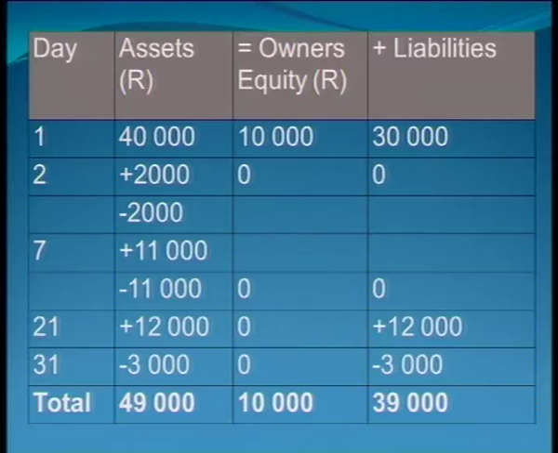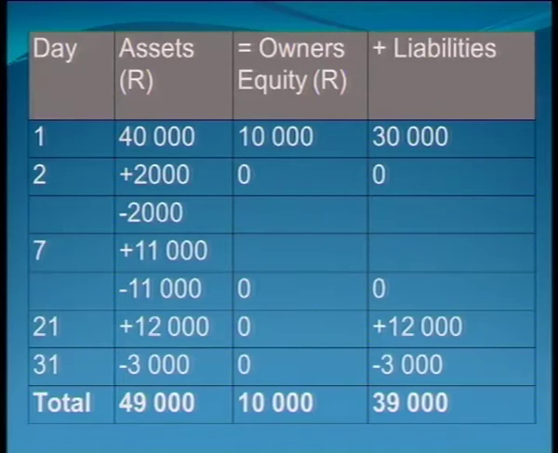Let's look at number 21. Purchase office equipment on credit, $12,000. Your owner's equity is not affected, but our liabilities and our assets are affected. Meaning that our liabilities, we took on credit, we need to pay back this person. So our liabilities increase with $12,000. And our assets, we bought office equipment as per transaction number 21, which means our assets increase also.